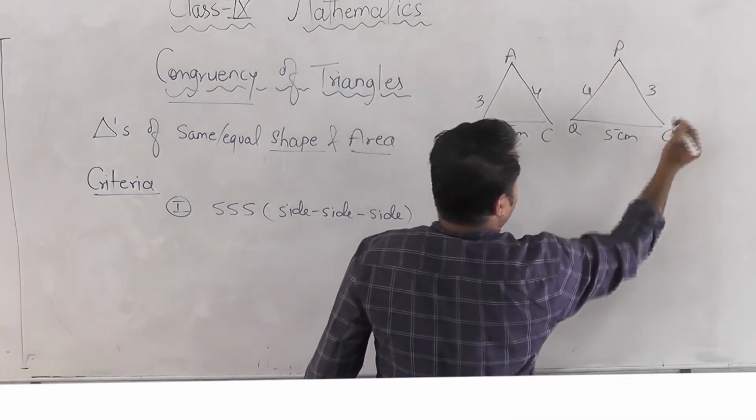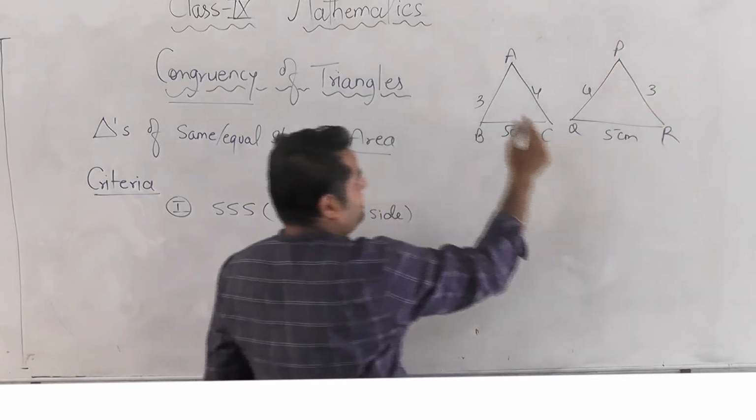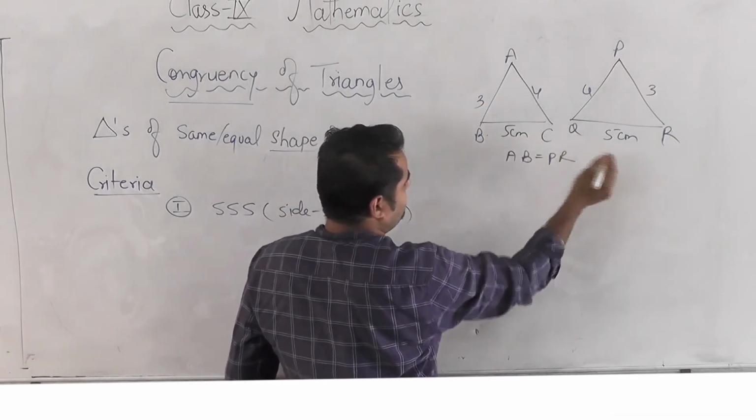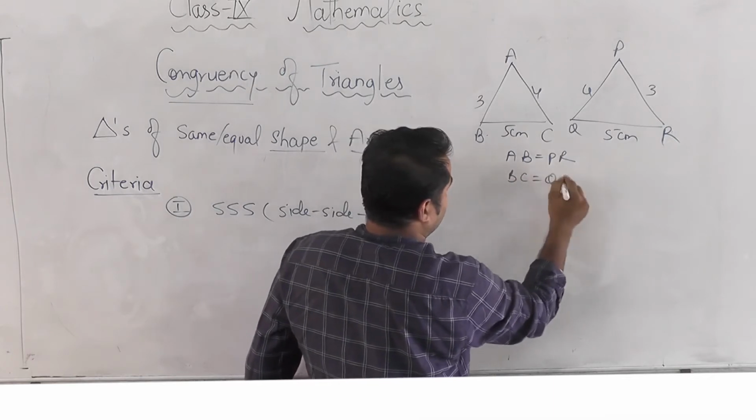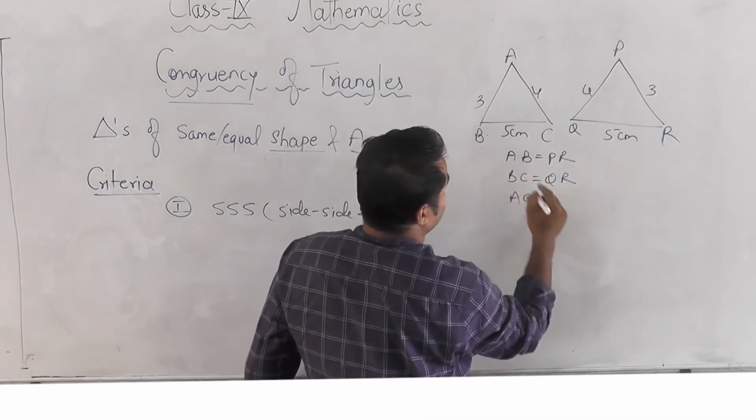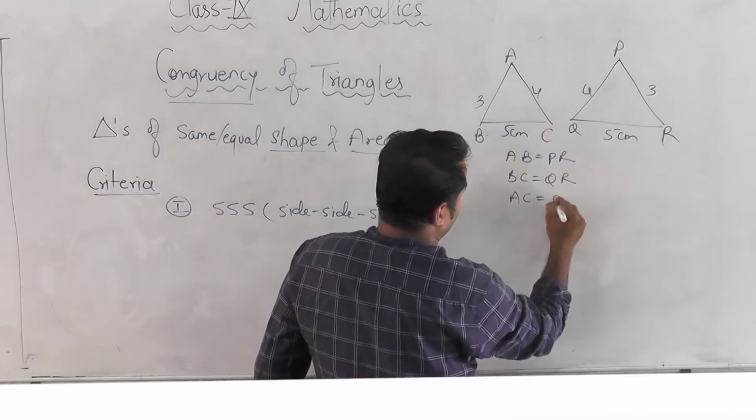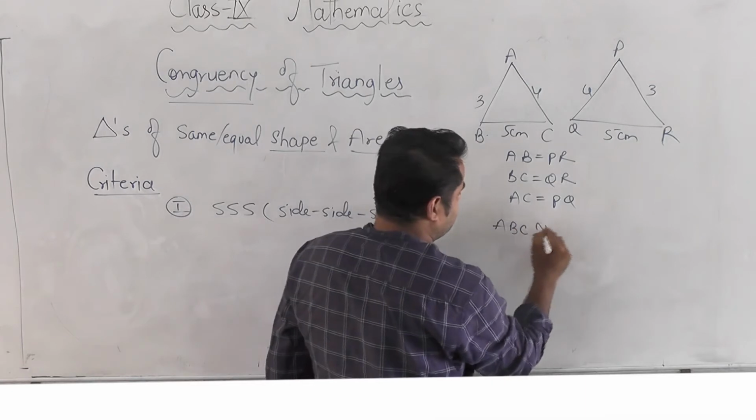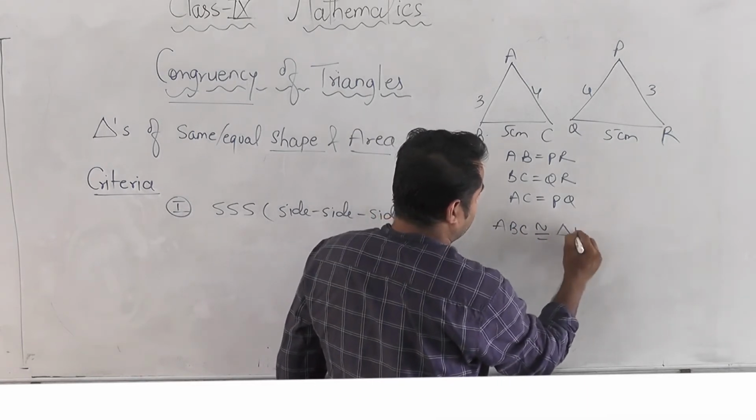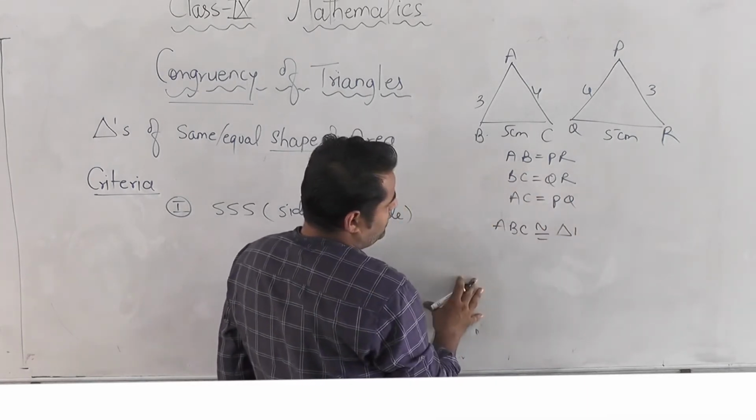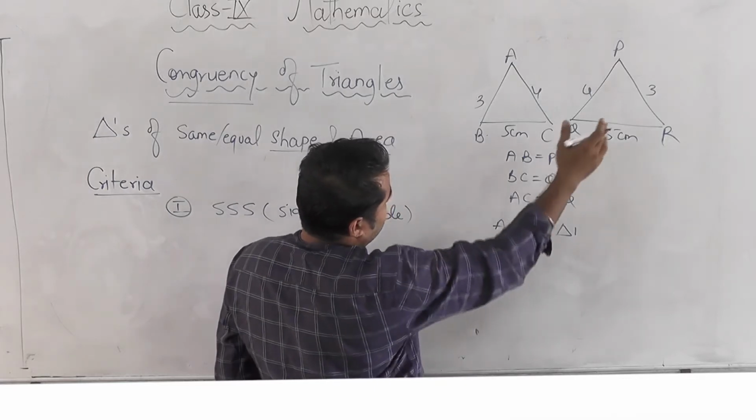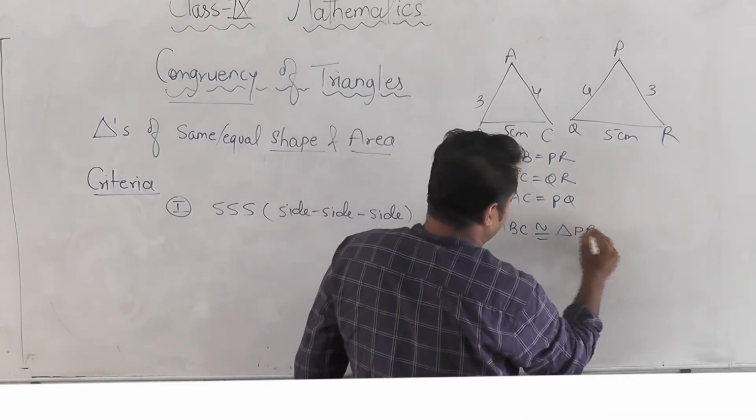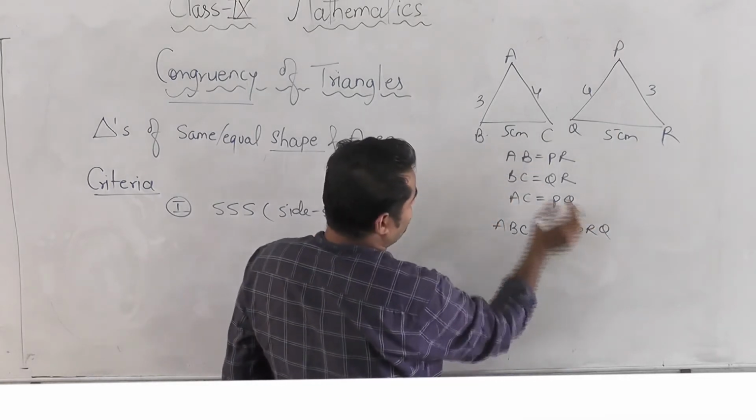this AB side is equal to that PR side. AB is equal to PR. BC is equal to QR. And AC is equal to PQ. So we can say that triangle ABC is congruent to triangle PRQ. Why PRQ? Because AB is equal to PR.